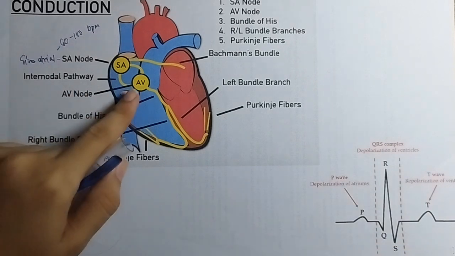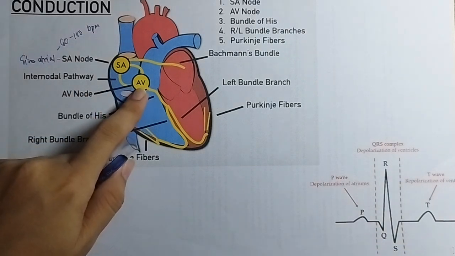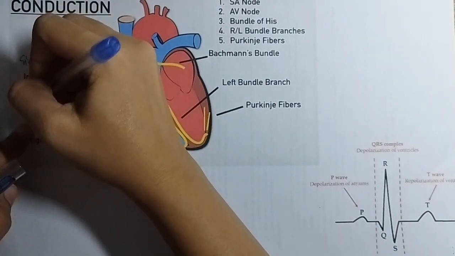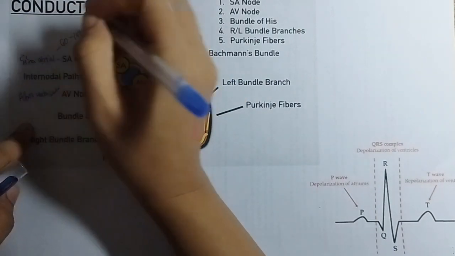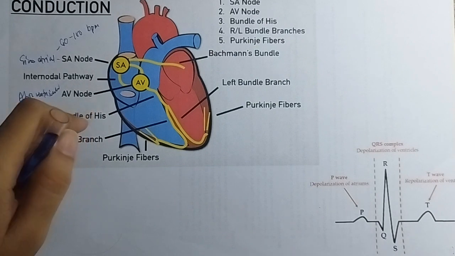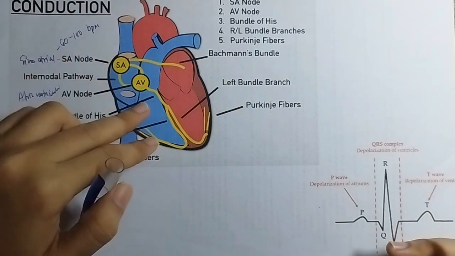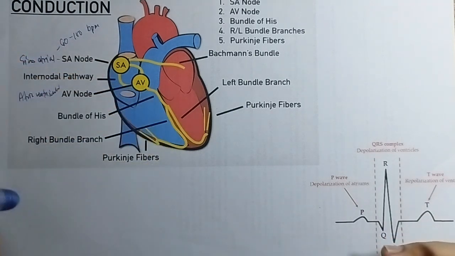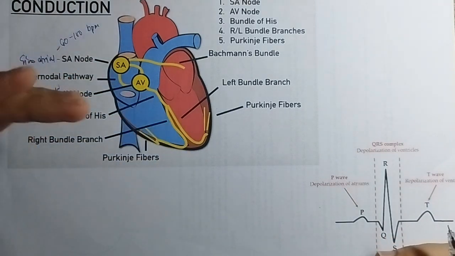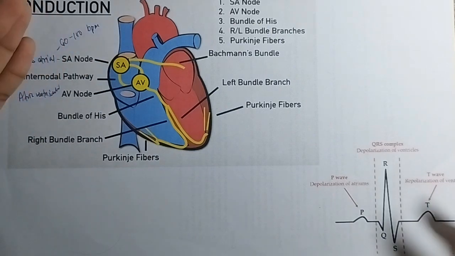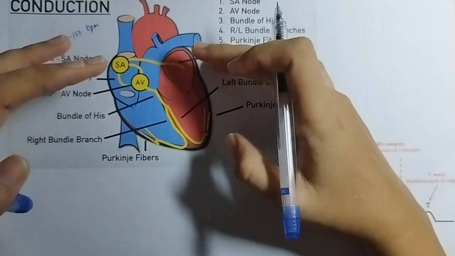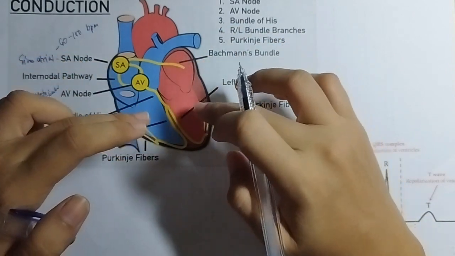Next is the AV node or the atrioventricular node. Ano naman ang ginagawa ni AV node? AV node delays impulses. Once ma-receive niya ang impulse from the SA node, i-delay niya ang impulse bago niya ipasa dito. I-discuss natin kung paano pagkasunod-sunod. Basta ang gagawin niya is i-delay niya ang impulse to allow time para makomplete ang emptying ng atria at makomplete ang filling ng mga ventricles.